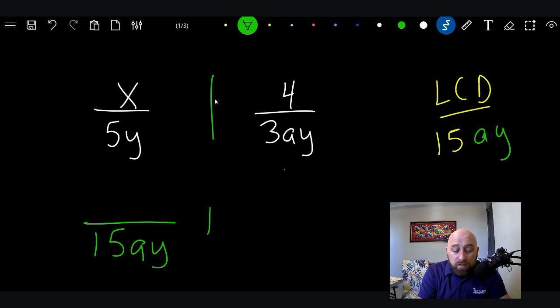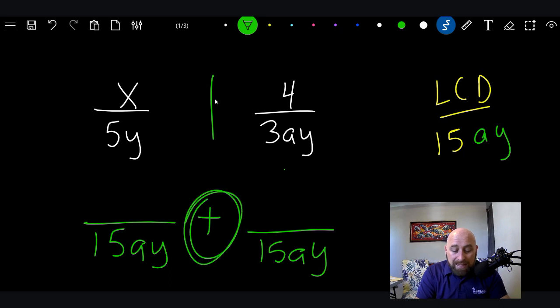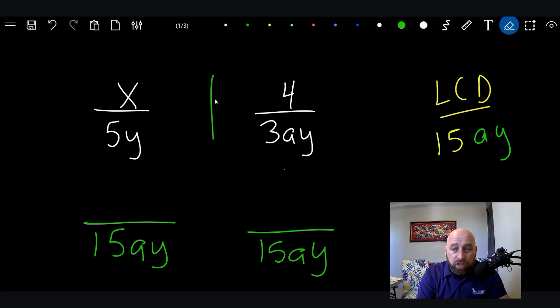In other words, in the future, we're going to want to add these two things together. Next lesson, we're going to be adding these two together. Well, in order to add, you have to have an LCD, right? We've done this before. So right now, we need to just work on finding the LCD. Next lesson, we'll talk about how to add them together.